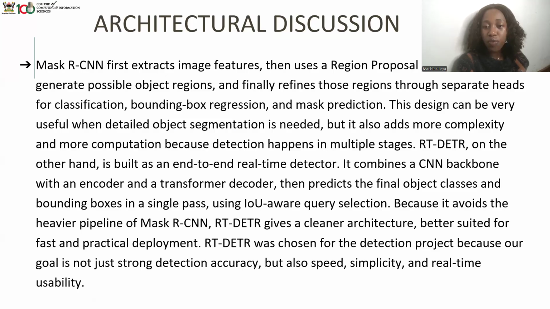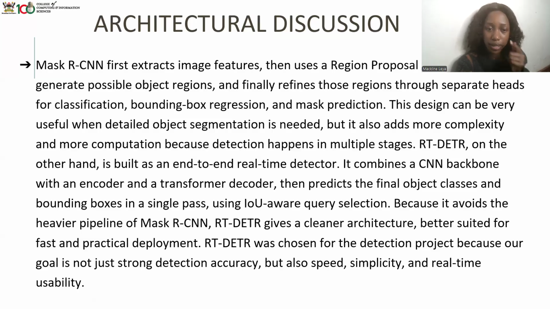And also, the real-time detection transformer model gives a better, modern and cleaner architecture, so it will be best suited for that. Our real-time detection transformer combines the CNN backbone, which has an encoder, and a transformer decoder, then predicts the final object classes and bounding boxes in a single pass using the IoU-aware query selection. So as we see, the real-time detection transformer is a one-stage process.